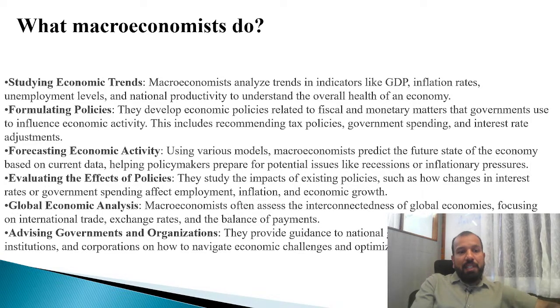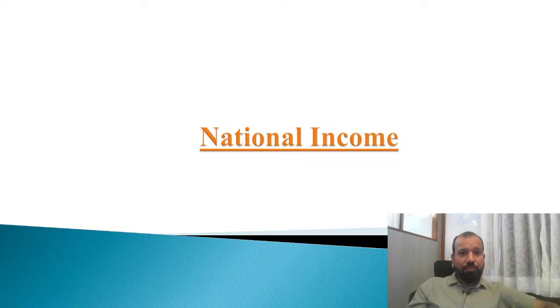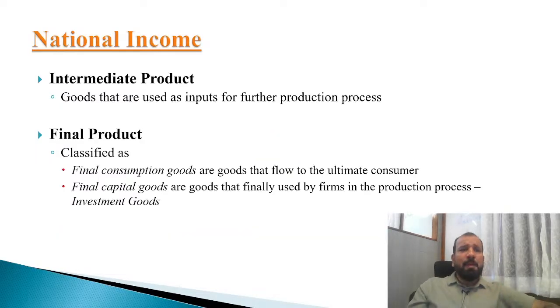Then advising the government and the organizations. At the same time, macroeconomics also advises the government and the organizations. Then the next topic, the core topic, is all about national income. So what is national income all about? We need to consider all goods that are used as input for the further production process. So in national income, we are more concerned about this.